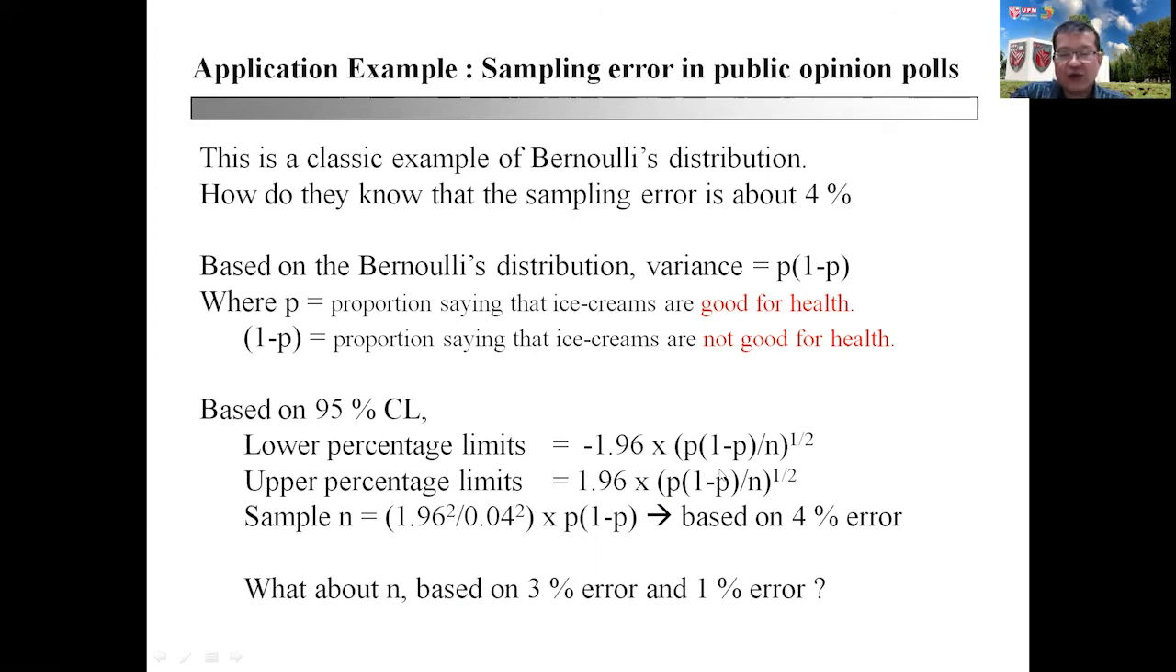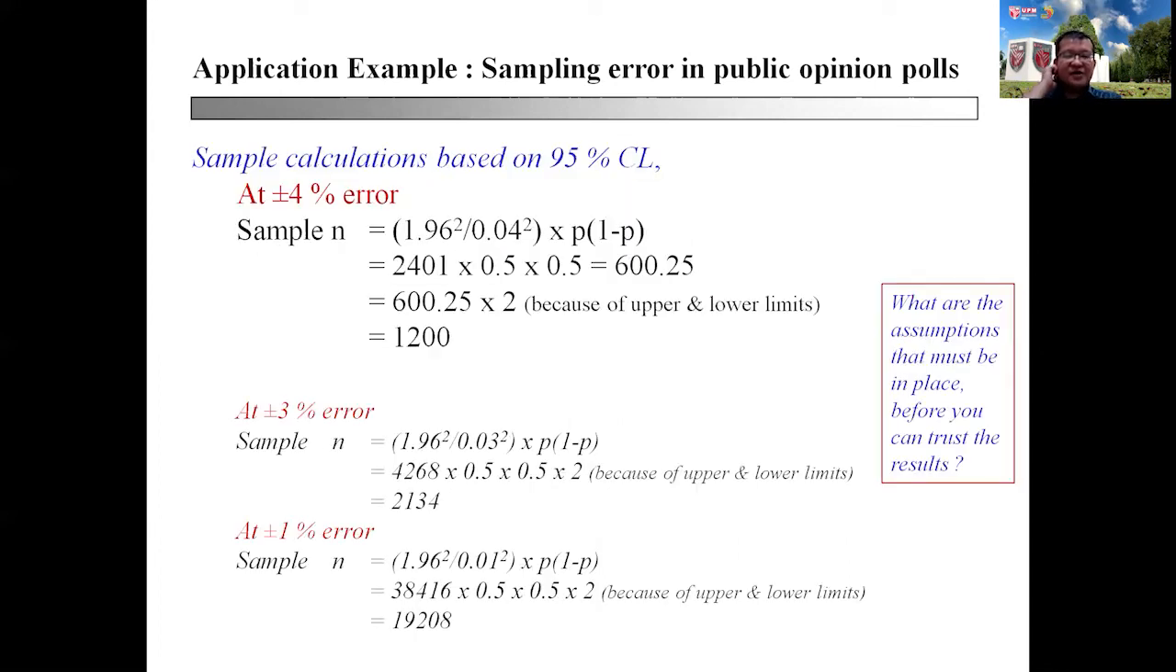Now, let's calculate the samples that you require when you are estimating at 4% error. At 4% error, you need about 1,200 samples to account for the upper limit, that means plus 1.96, and the lower limit, minus 1.96, so plus 4% error and minus 4% error. So you need 1,200 subjects. At plus minus 3% error, you need 2,134 respondents. At 1% error, you need 19,208 respondents.